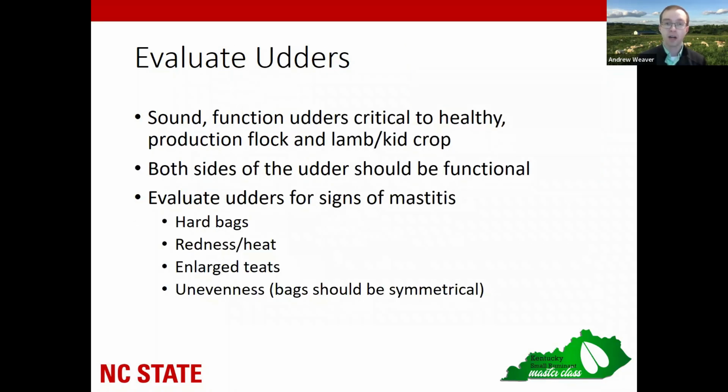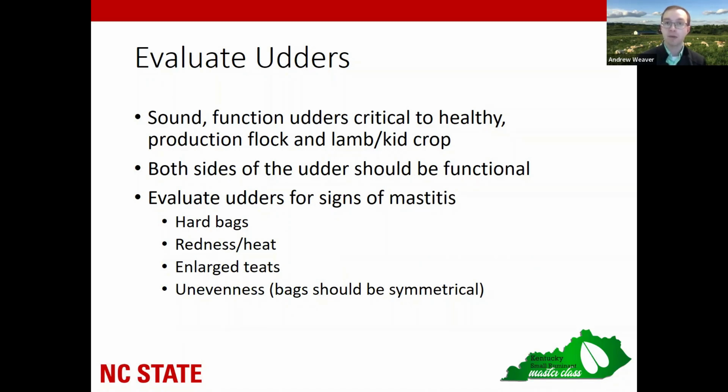We also need to evaluate udders. We need sound functional udders so that we have a productive, healthy flock. An udder is, in some senses, the moneymaker. We need those females to be able to raise the lambs, raise the kids. And if they don't have a sound functional udder, they're not going to be able to do so. In many cases, bottle lambs are not economically very valuable. And so we need those females to be able to raise those lambs or kids on their own. And it takes a sound udder to do that. Both sides of the udder should be functional.